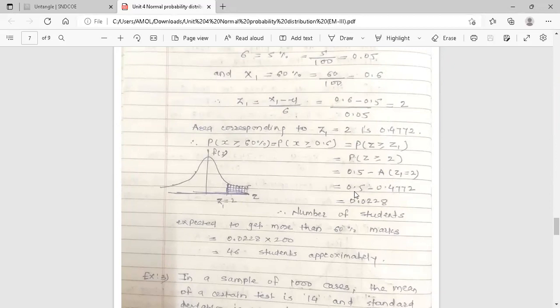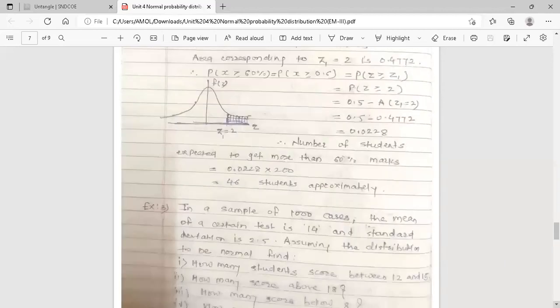0.4772, you subtract from 0.5, and so your answer is 0.0228. This is the probability when Z is greater than Z1, and this is the probability when X is greater than 60%. Now we have to find the number of students expected to get more than 60% marks out of 200. So you multiply this probability value by 200, and the total is 46. So approximately 46 students are expected to get more than 60% marks.